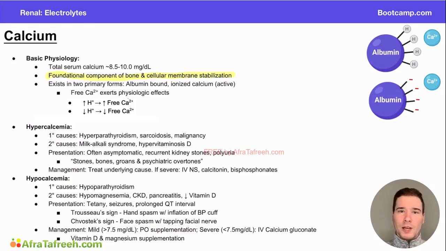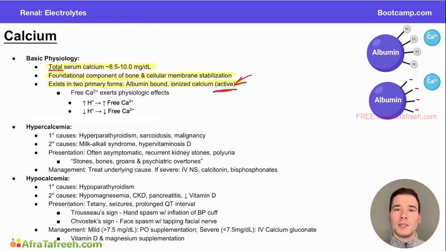So an approximate range for total serum calcium is about 8.5 to 10 milligrams per deciliter. This varies a little bit on the source you look at, but the key here is that this is total serum calcium. And I mention that because if you look at our next bullet point, I said that calcium exists in two primary forms. We have the albumin-bound form and the ionized calcium, which is our active form. So when we measure calcium, we're measuring how much is in the body. However, what's active is the ionized form, sometimes also called free calcium.